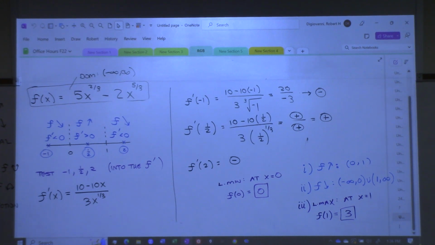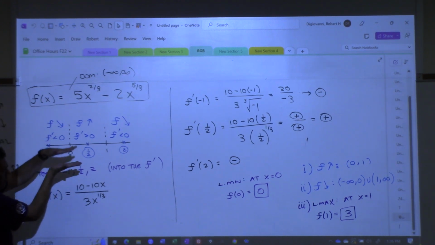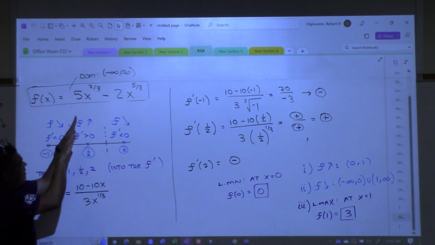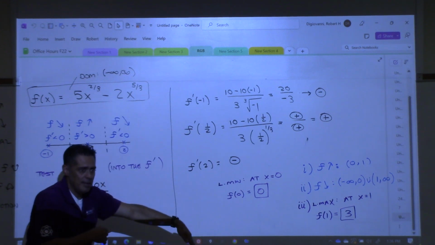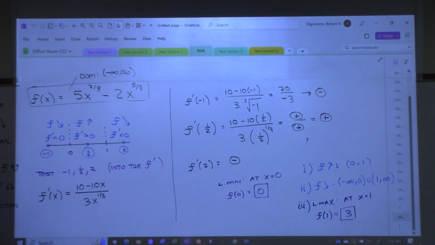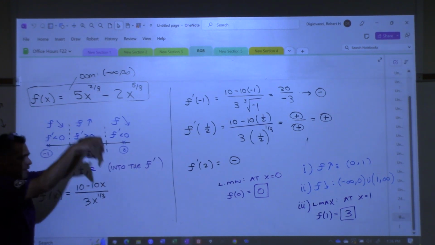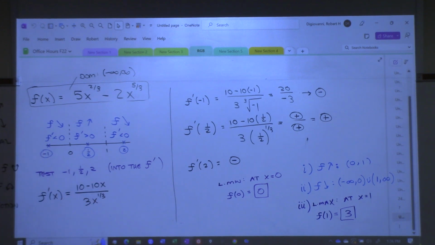So here's what I know. My graph, as you go from left to right, is coming down, and then at 0, it reaches a lowest value, a y value of 0, it comes back up, and it hits a maximum of 3, and then comes back down and keeps going down, right? That's what I know so far. Goes down, then up, then down. Questions?